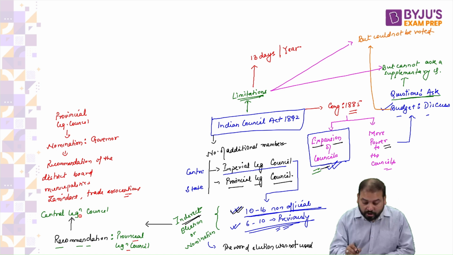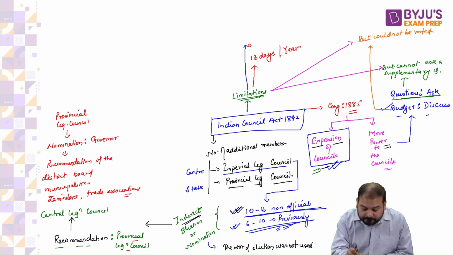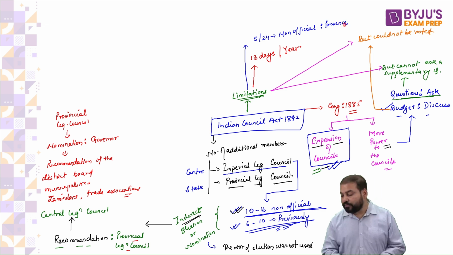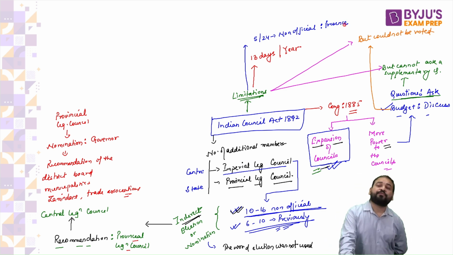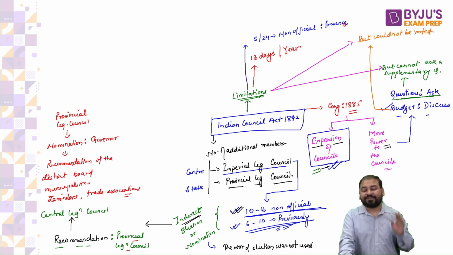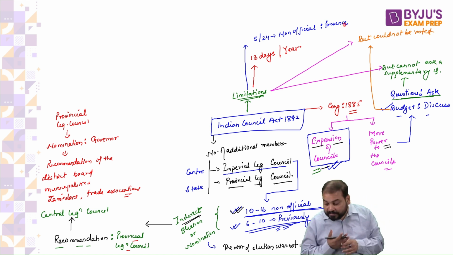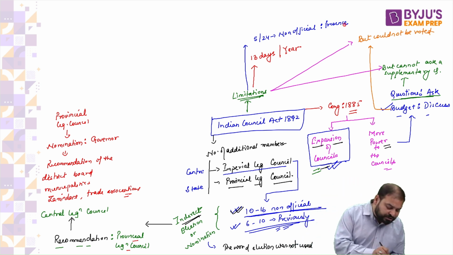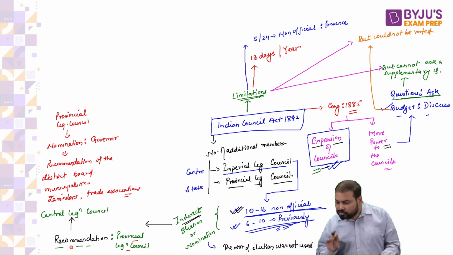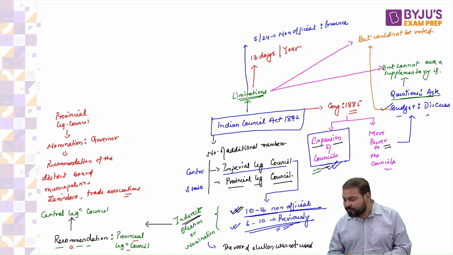Plus, on top of that, everyone, this was the attendance of non-official members. That is, out of 24 non-official members, on an average, only 5 would be present. Everyone, you tell me, if such a less number is there, do you think any meaningful discussion can happen? All of you, do you think any meaningful discussion can happen?